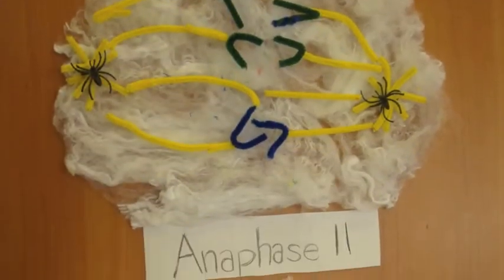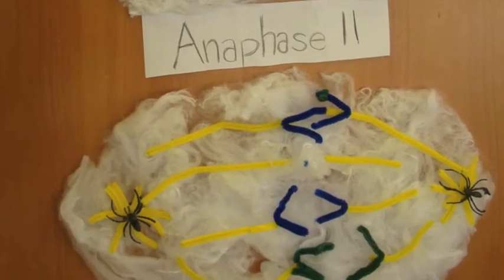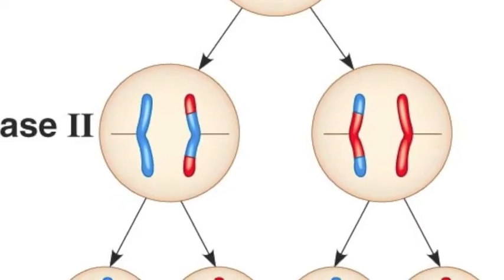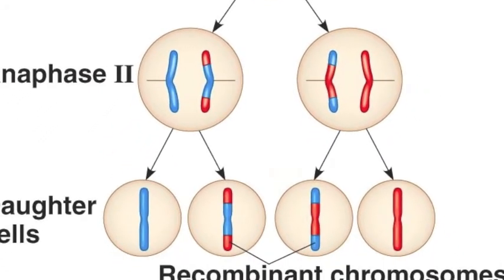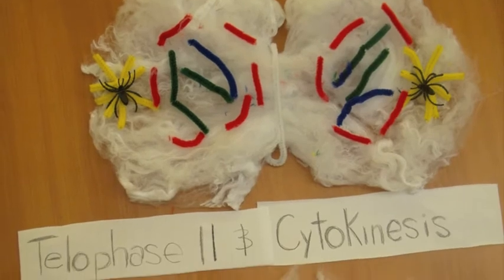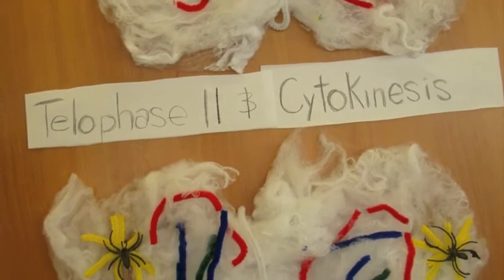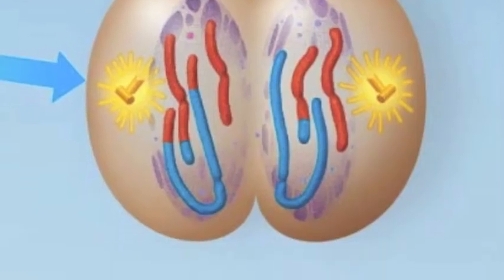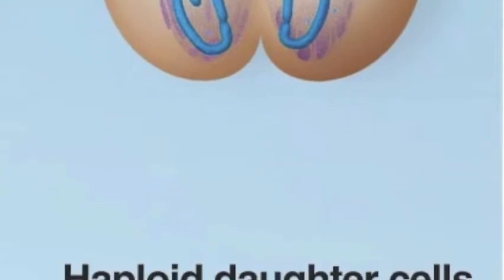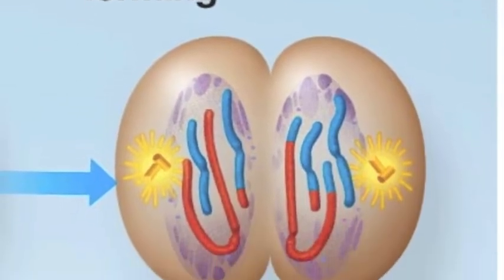In anaphase 2, proteins holding sister chromatids together at their centromere break down, allowing the chromatids to separate. The chromatids move toward opposite poles as individual chromosomes. In telophase 2 and cytokinesis, nuclei form, the chromosomes begin decondensing, and cytokinesis occurs. The meiotic division of 1 parent cell produces 4 daughter cells, each with a haploid set of unreplicated chromosomes.